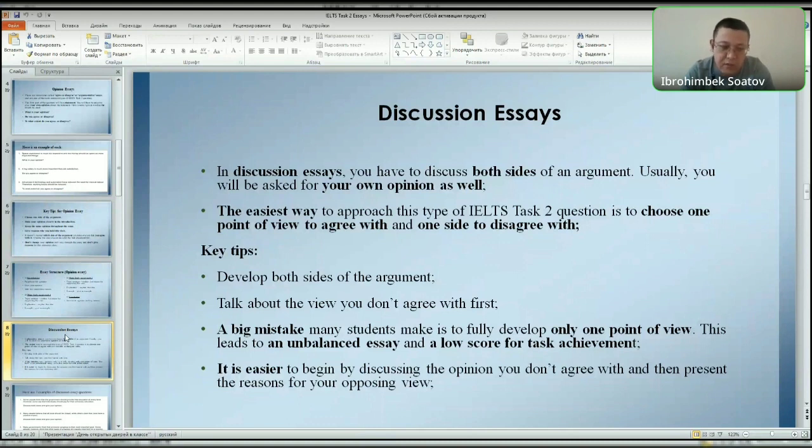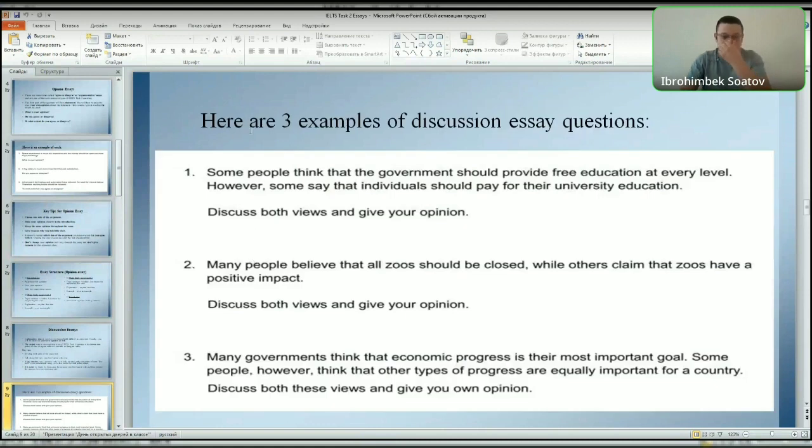And in some cases, students make a big mistake. So many students fully develop only one point of view. This leads to an unbalanced essay and a low score for task achievement. It is easier to begin by discussing the opinion you don't agree with, and then present the reasons for the opposing idea. So you can see some example statements and questions for it.